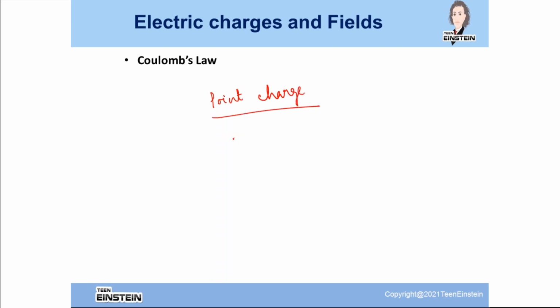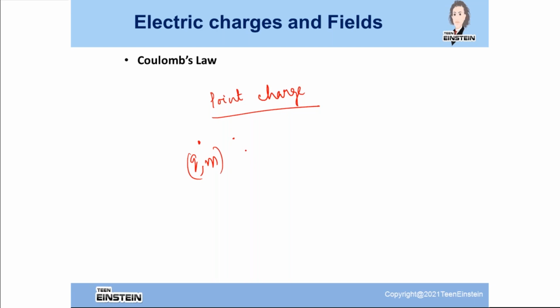Can you tell me what is a point? Does a point have any dimension? A point does not have any dimension in general. But when I say point charge, it means it does not have dimension, but it has a certain amount of charge and a certain amount of mass. Yes, electrons and protons.